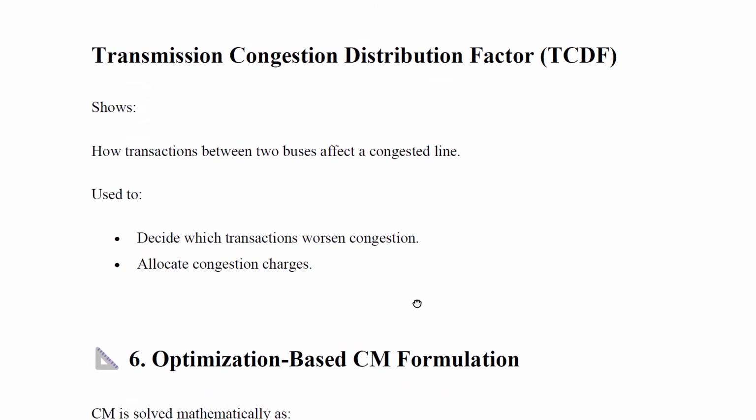Next comes the transmission congestion distribution factor, that means TCDF. It shows how a transaction between two buses affects the congestion line. This factor is used to decide which transaction worsens the congestion and to allocate the congestion charges. Based on that, if you allocate the congestion charges, automatically transmission companies will reduce the congestion in the transmission lines.